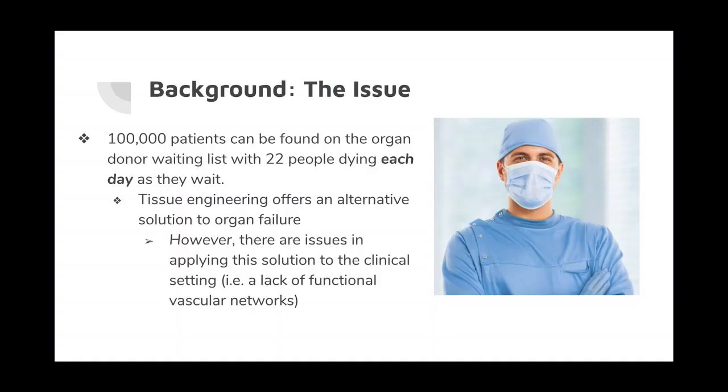The issue that this article is trying to address is the fact that 100,000 patients can be found on the organ donor waiting list at any given time. Approximately 22 of those people waiting on that list will die each day. Tissue engineers have tried to come up with alternative solutions to organ failure. However, there are many issues when it comes to applying these solutions to the clinical setting.